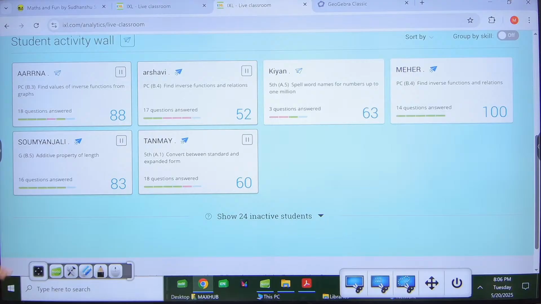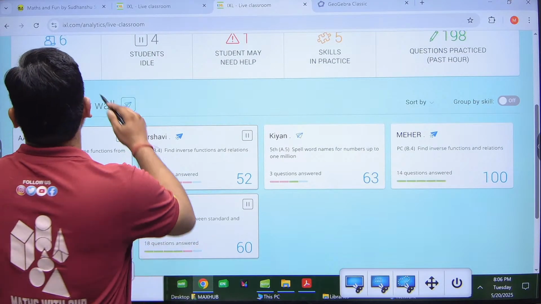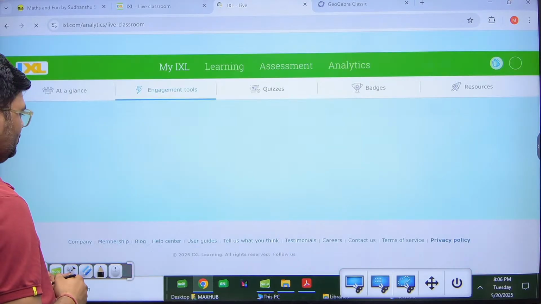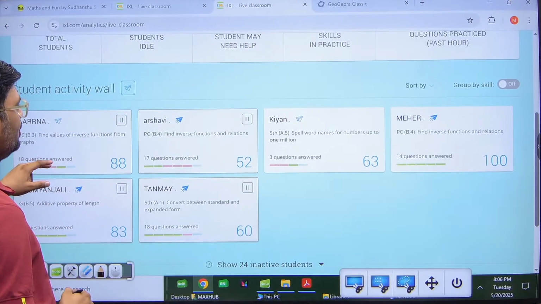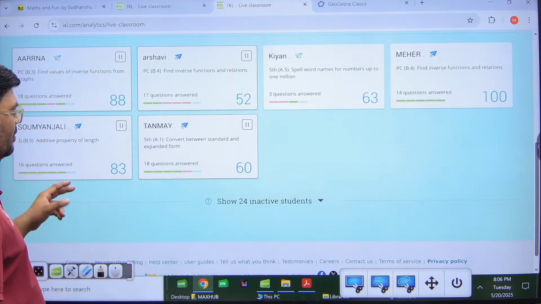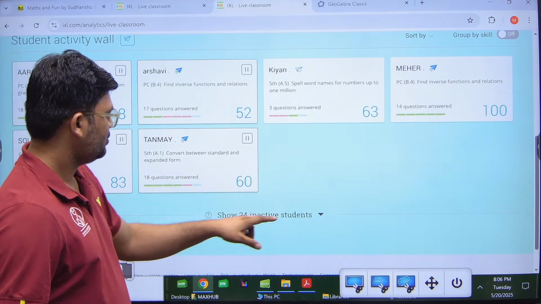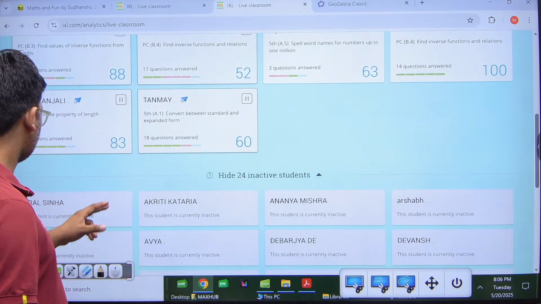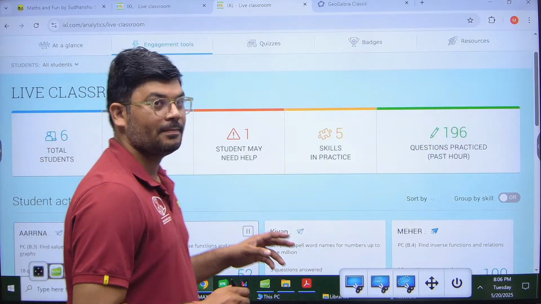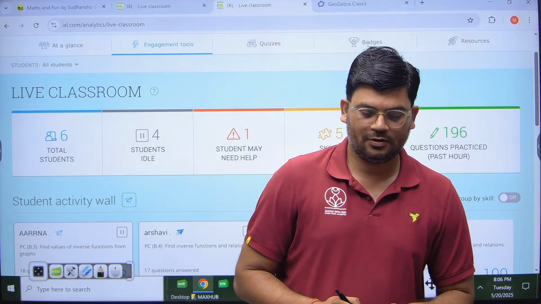So have you opened any sheet? Yeah. Okay, let me see. Anna, Ashwik, Kian, Meher, your name is not coming. Why? No. So have you opened the sheet as well? Yes, I have. Okay, what is the question?